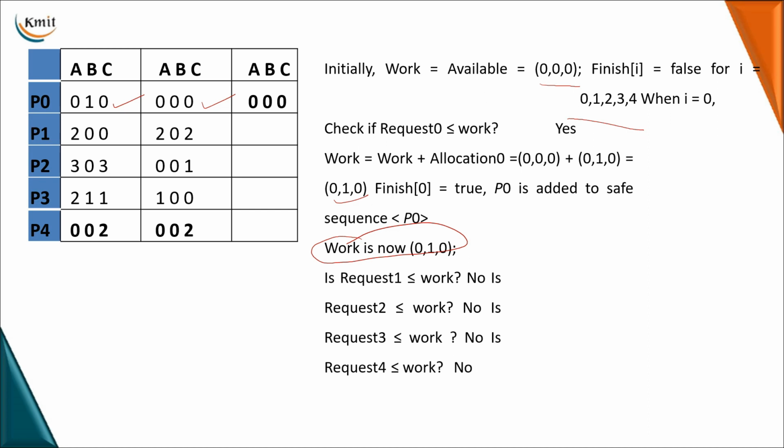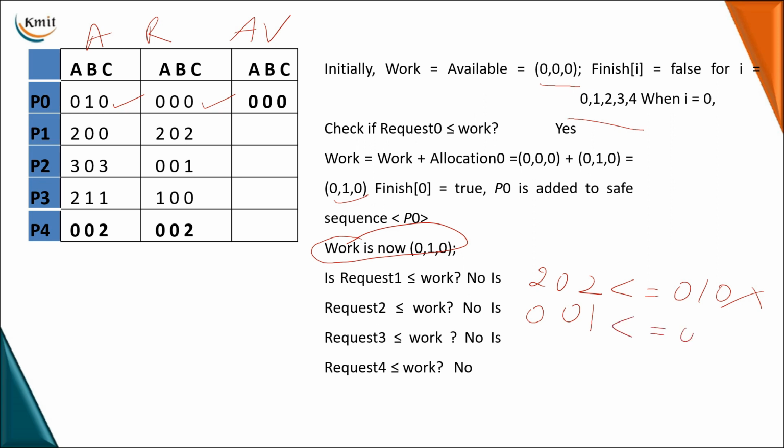What is the request? This is your allocation, this is your request, and this is your available. So the next request is 202. What is the work? 010. So 202 less than or equal to 010 is false. So you move on to the next one, where it is 001.